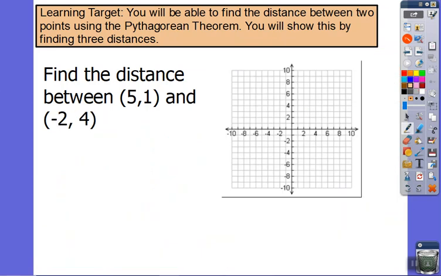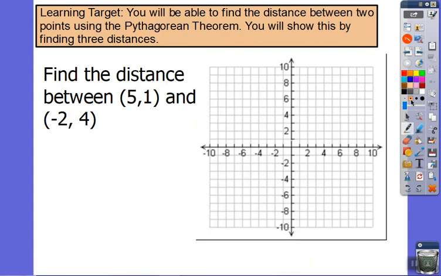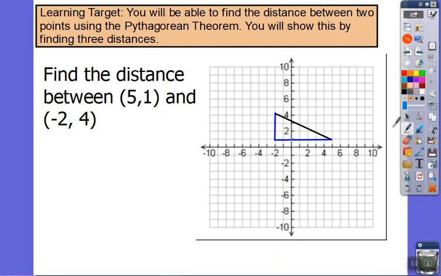Find the distance between (5, 1) and (-2, 4). Again, those two are not in a straight line, so I can't just count the squares. So (5, 1) and (-2, 4). I'm going to connect those two. And I can't count diagonals, so I'm going to turn it into a triangle by going straight down and straight over. And now those blue ones I can count. The blue ones, this is 3 squares, and this is 1, 2, 3, 4, 5, 6, 7.